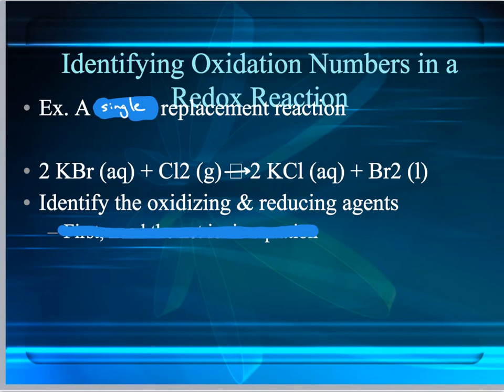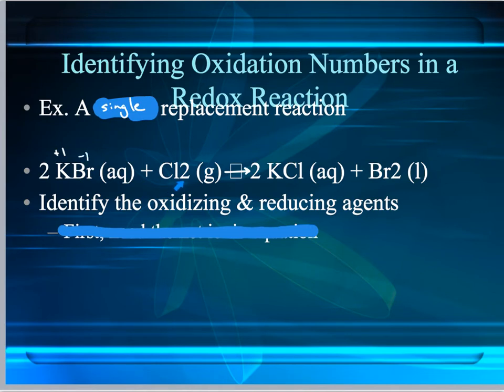Well, let's identify the oxidizing and reducing agents here. Potassium in a compound, it's a 1A metal, so it should have a +1 charge. Well, the overall compound here must equal 0, since there's no charge to this whole thing. So that means that the bromine must be -1, right? I've only got one of them.